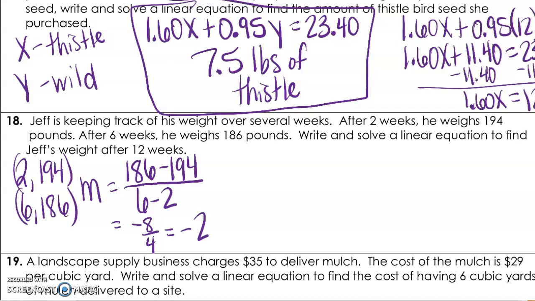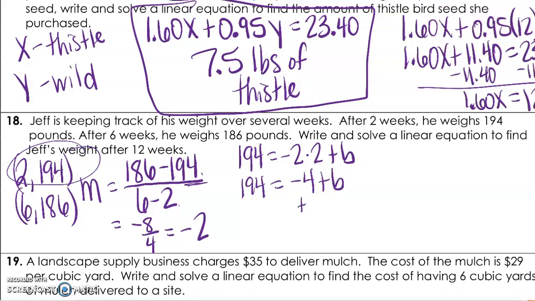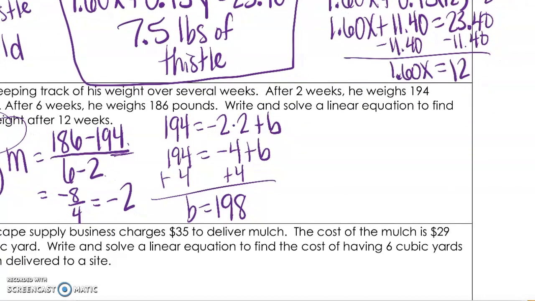So that would be negative 2 pounds per week. If you think about your rate, pounds was on the top, per, you're dividing by week. So he lost an average of 2 pounds per week. Then we need to write out our equation. So 194 is equal to negative 2 times 2 plus b. So 194 equals negative 4 plus b. Then we add 4 to get b equals 198. That's his starting value, so he started at 198 pounds. So y equals negative 2x plus 198. He started at 198 pounds and he's losing 2 pounds per week. That's the first part of your answer.